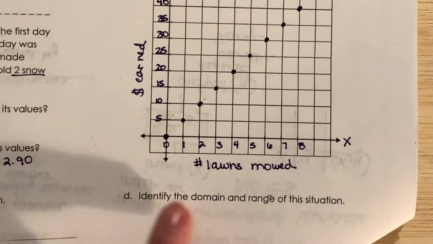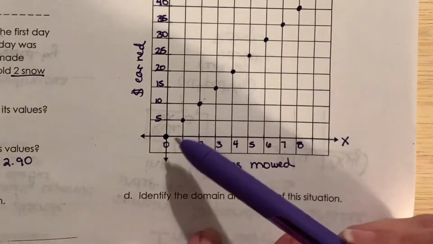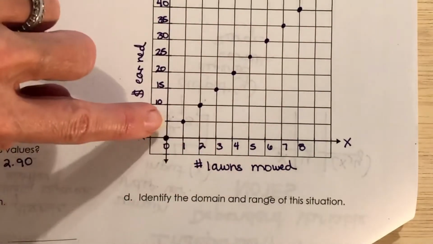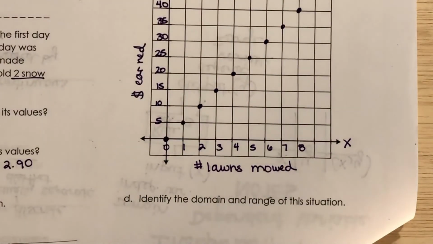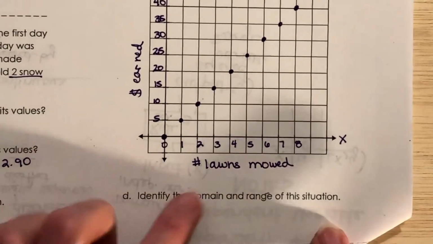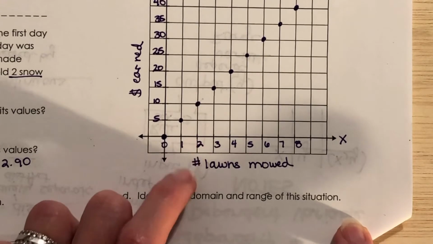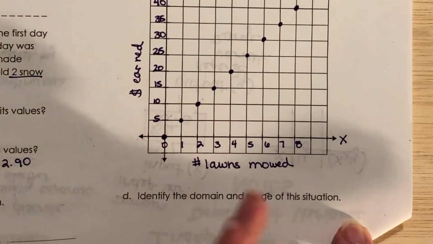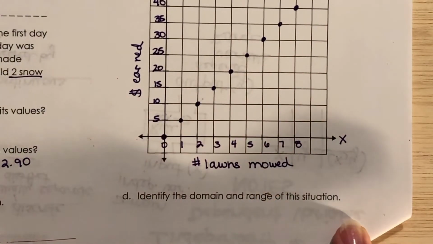Now we're going to identify the domain and the range of this particular situation. The first thing I want to draw attention to is whether this situation is continuous or discrete. It's obvious by looking at it that this is a discrete situation. We might be tempted to connect these points with a line because that's what we've done in the past, but in this real life situation, you're not going to be able to connect the points because he's not getting any money for 1.5 lawns. If he does 2 1/3 of a lawn, they're not going to pay him a portion of the money. He just gets all or nothing. So this is a discrete situation because the points are actually not connected.